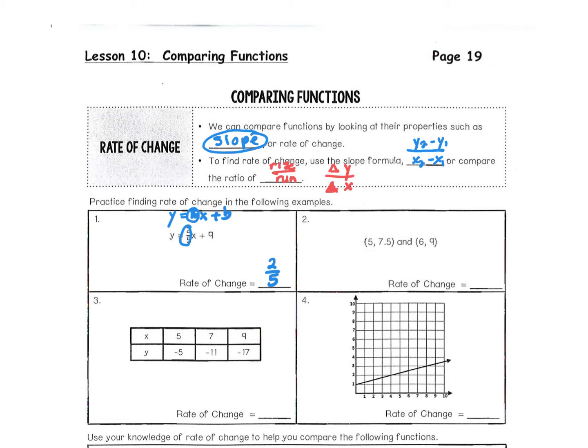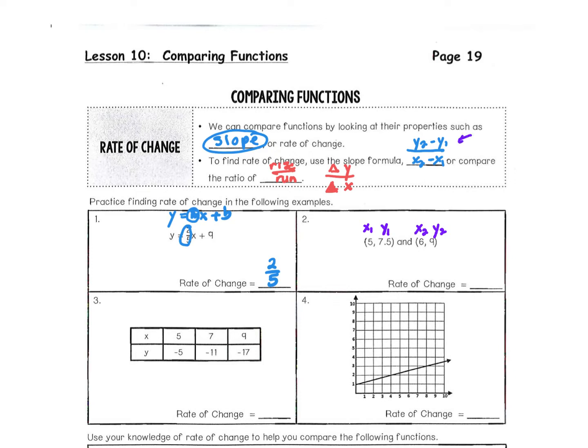Our next situation, we're only given an ordered pair, and they want us to find the rate of change. Well, now we can use this slope formula. So we're going to begin by labeling this as x1 and this is y1. So everything in the first ordered pair we're going to call ones. The second ordered pair, this is x2 and the 9 is y2. So everything in the second ordered pair is labeled as a 2.